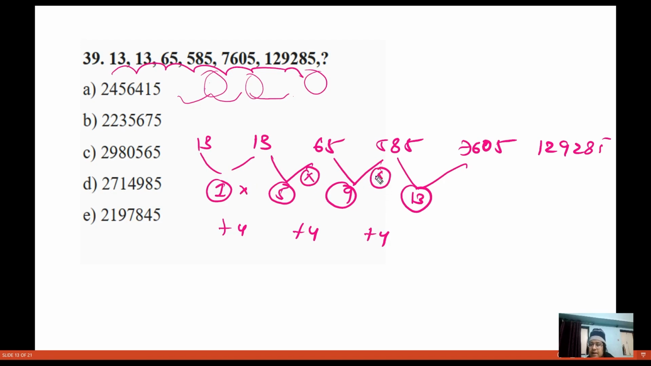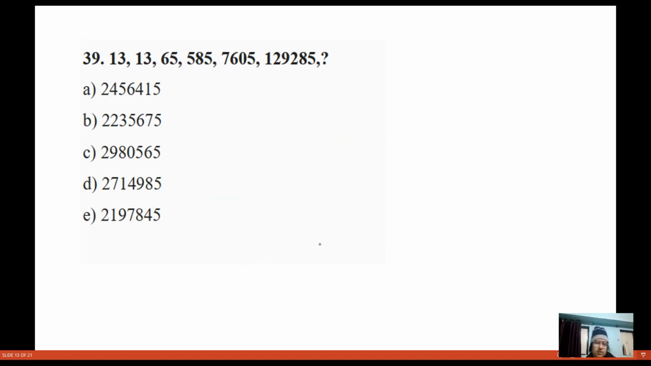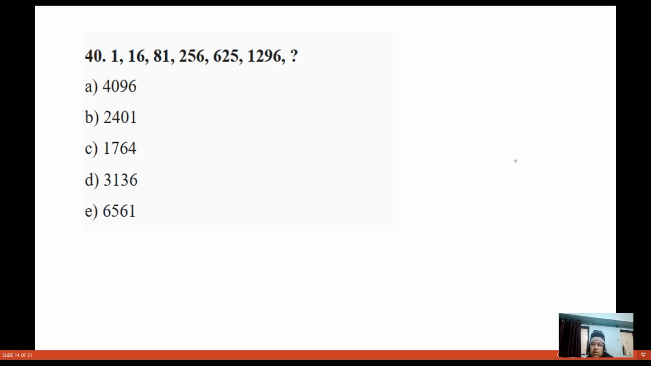Here plus 4, so we get plus 17, but we are multiplying. Here plus 4, we are getting 21, but remember we are multiplying. So this is how we do this. Fine. Now we are back to other questions.